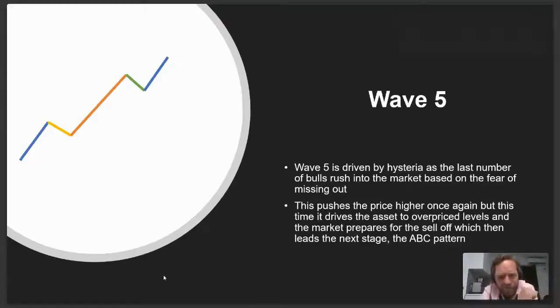This is wave 5 because it pushes the price higher once again, but because it's driven by hysteria, the asset really does become overpriced. And then the market prepares for the sell-off, which then leads to the next stage, which is the corrective waves, also known as the ABC pattern.